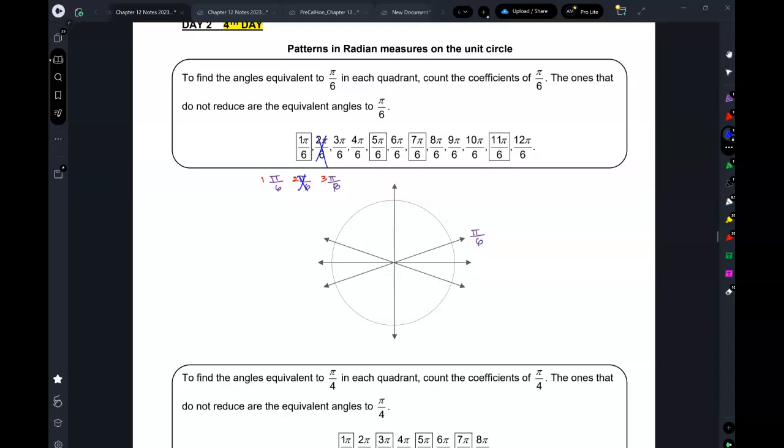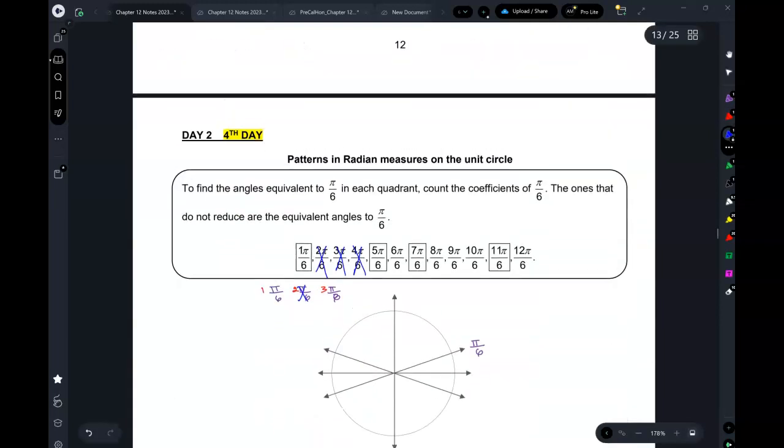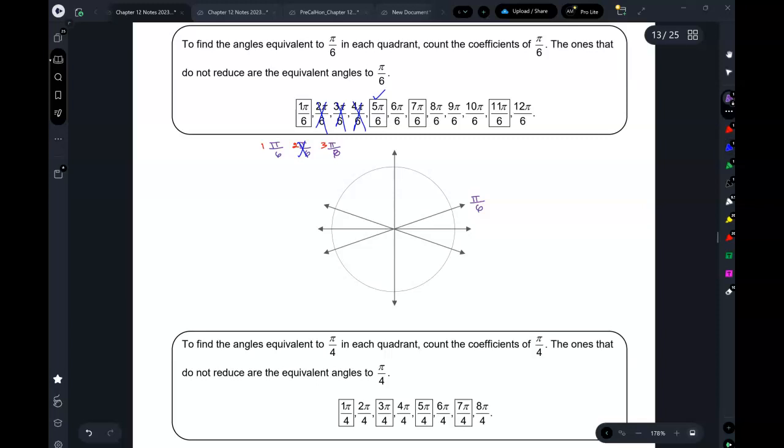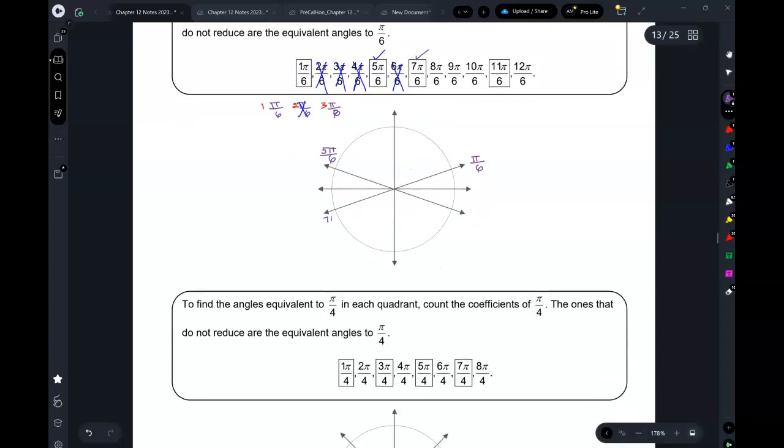3 pi over 6, the 6s disappear. 4 pi over 6, 4 and 6 reduces to something over 3. I don't like that. 5 pi over 6, you can't reduce them. The 6 will stay. So this next one will be 5 pi over 6. 6 pi over 6, the 6 is reduced. The 6 goes away. 7 pi over 6 can't reduce. 8 pi over 6 reduces. 9 pi over 6 reduces. 10 pi over 6 reduces. 11 pi over 6 does not reduce. So that's the next one, and I've completed my 4.